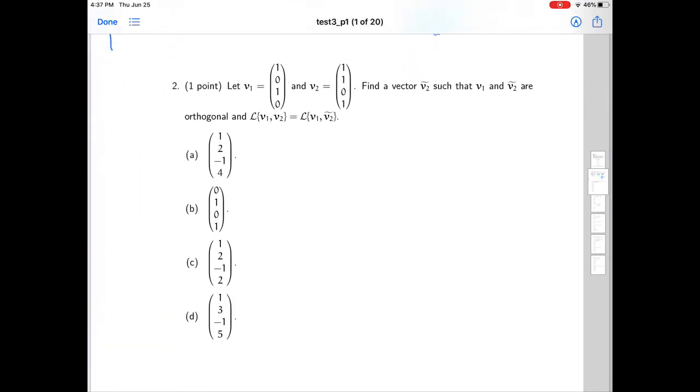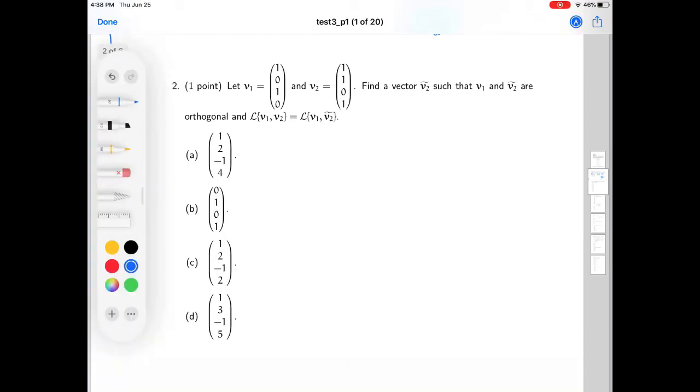So let v1 and v2 be two vectors in R4. Find a vector v2 tilde such that v1 and v2 tilde are orthogonal, and the linear span of v1 and v2 is equal to the linear span of v1 and v2 tilde. Okay, so we can't just find a vector that's orthogonal to v1. We need to find a vector that is orthogonal to v1 and such that the linear span of the two vectors are the same.